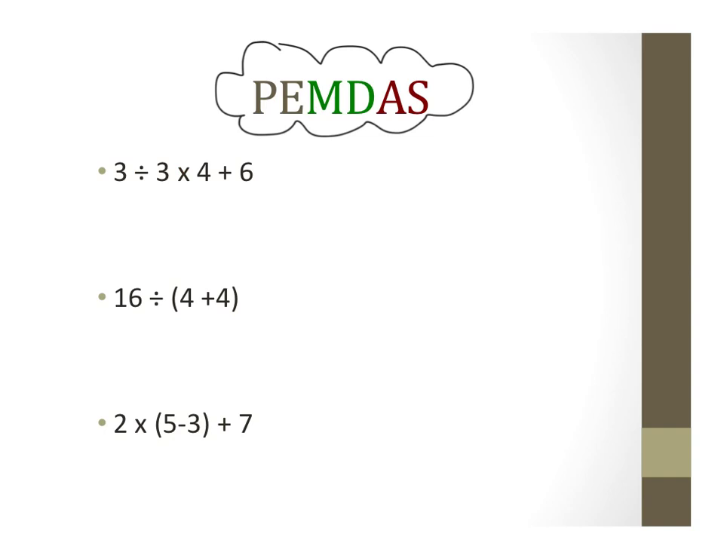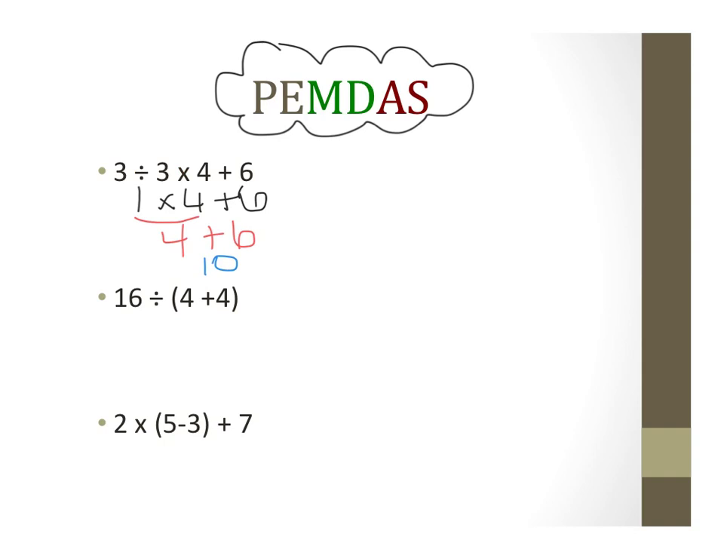3 divided by 3 is 1. I'm going to write the value and then rewrite the rest of my problem. Times 4 plus 6. No more division, but I do have multiplication, so that's what I'm going to do next. 1 times 4 is 4. Plus 6. The only thing I have left to do is add. 4 plus 6 is 10. The value of this expression is 10.